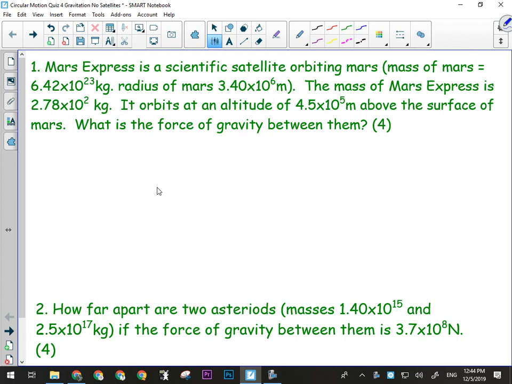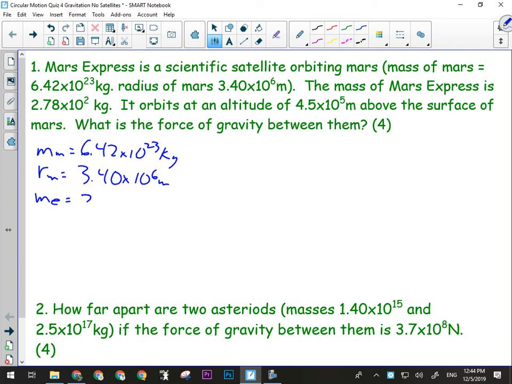So for question number 1, we have Mars Express orbiting Mars. We have the mass of Mars given to us: 6.42 times 10 to the 23 kilograms. We are given Mars's radius, which is 3.40 times 10 to the 6 meters. We're told the mass of Mars Express, 2.78 times 10 to the 2 kilograms, and it's at an altitude of 4.5 times 10 to the 5 meters.